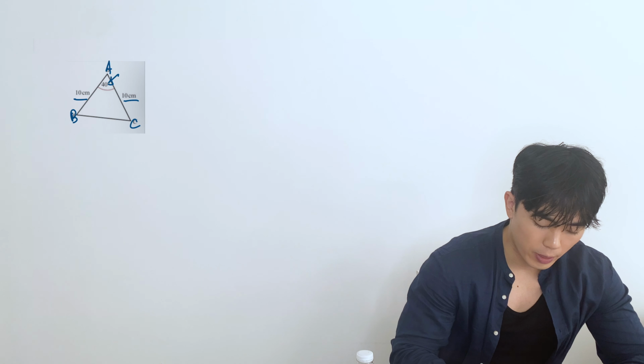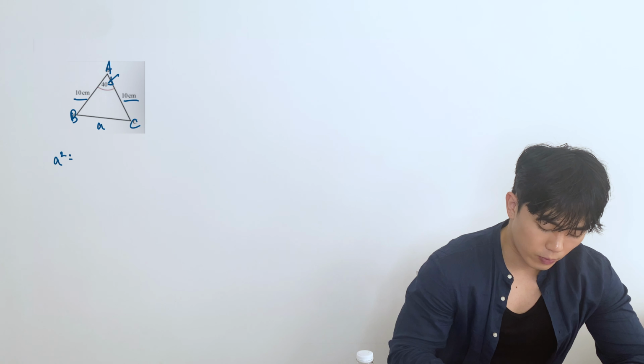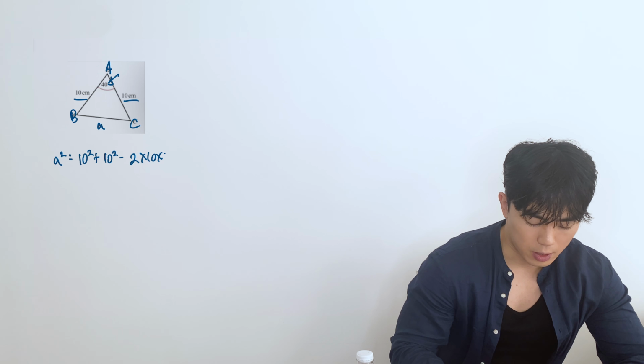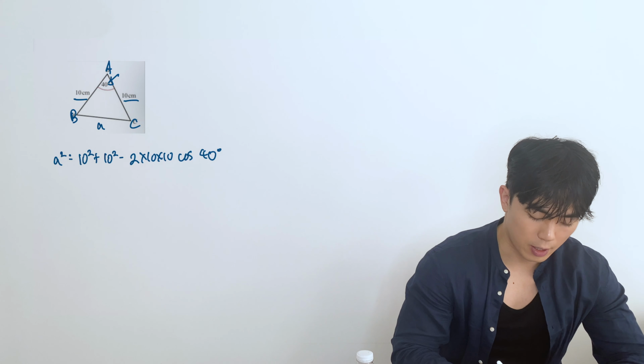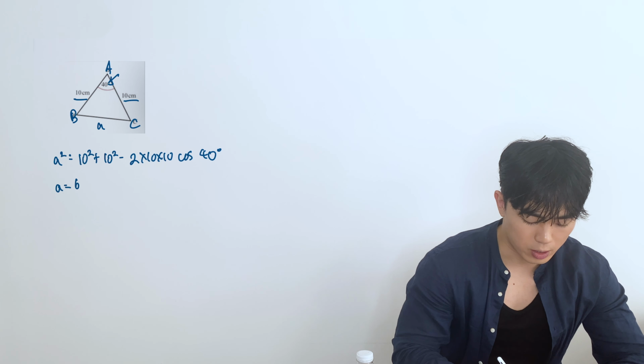So let's call this a. So a squared is equal to 10 squared plus 10 squared minus 2 times 10 times 10 cos 40 degrees. And it's just a matter of plugging it into a calculator and finding what a is going to be. So a will be roughly 6.84 centimeters. As long as you identify which one is your a, b, c and your correct angles relative to these lengths, then you just have to plug it into the calculator. So that's how you find a length if we know two sides and an angle.